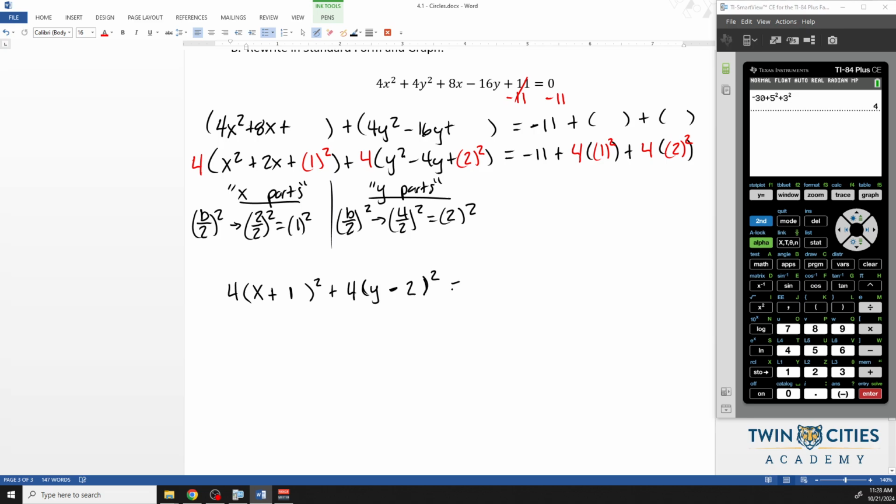This is equal to. On the right side of the equal sign, let's just plug that into the calculator and find out what that is. Negative 11 plus 4 times 1 squared plus 4 times 2 squared. This is 9.